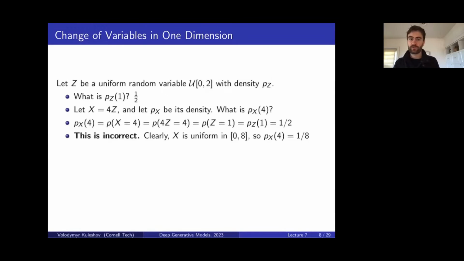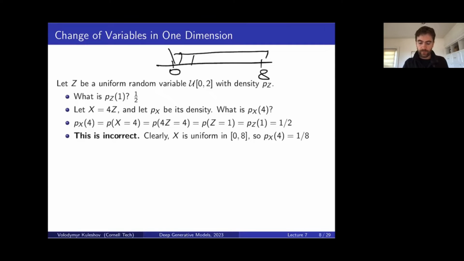So this is not correct, of course. It clearly can't be correct because z is a uniform variable between 0 and 2. Therefore, 4 times z has to be a uniform variable between 0 and 8. And the density has to sum to 1, right? So it can only sum to 1 if it's 1 over 8. So this is clearly wrong.